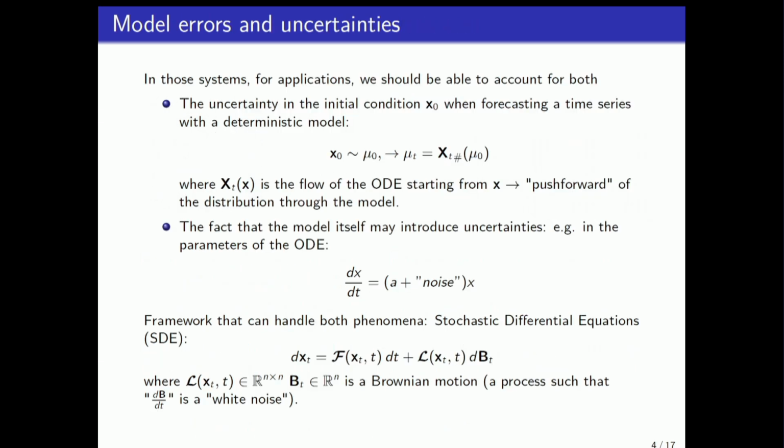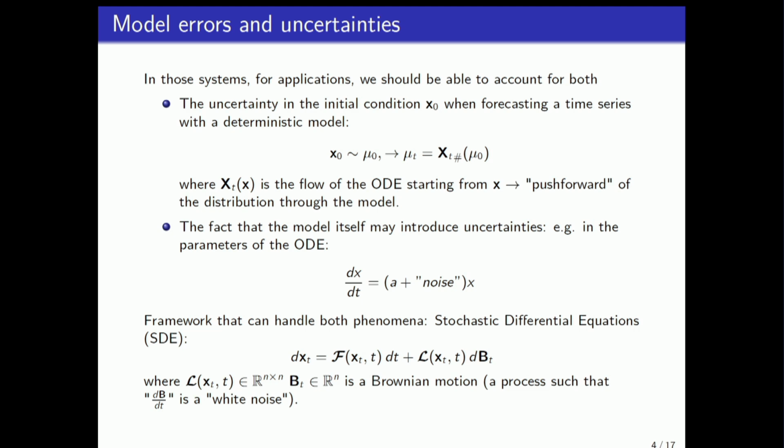So there are basically two types of uncertainties that we'd like to be able to handle. The first one is the one due to the initial condition that may be uncertain and has to be propagated forward in time. So basically that's the push forward of the initial distribution from the flow. And the other one is that the dynamics themselves may be uncertain. Okay, so in that case, the dynamical system in itself introduces uncertainty.